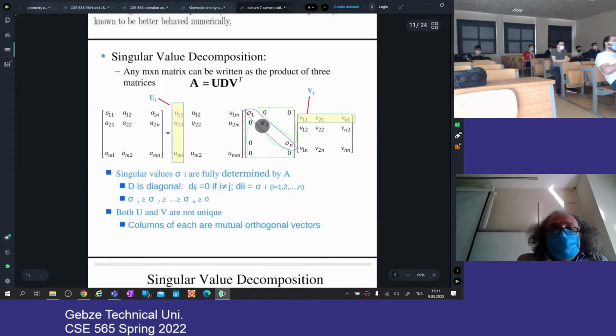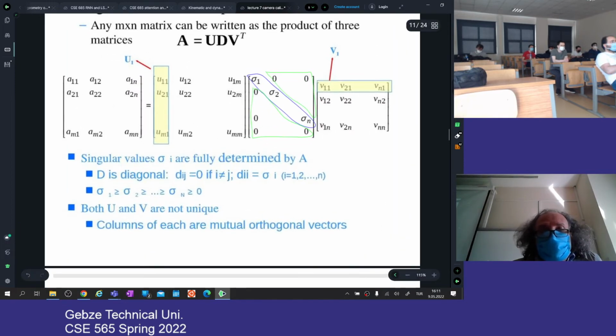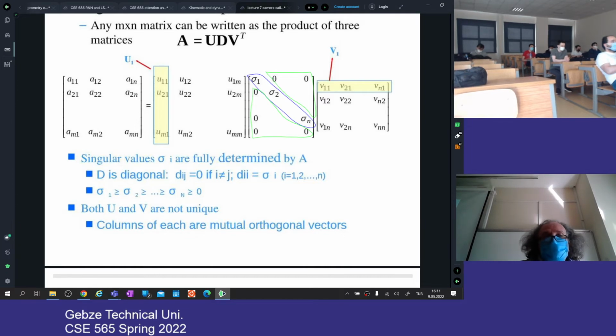singular values. Okay, and singular values are very important features of a given matrix. They are fully determined by a matrix. They are important, and why are they important? Because they are related to the eigenvalue problems that I told you before, and I'm going to show you how. Okay, some features of it.